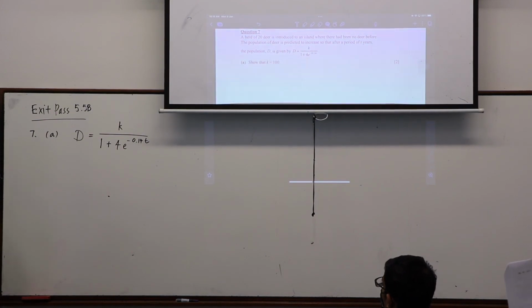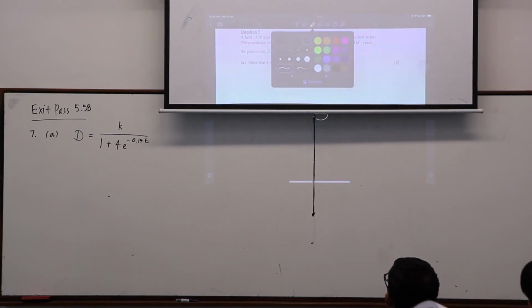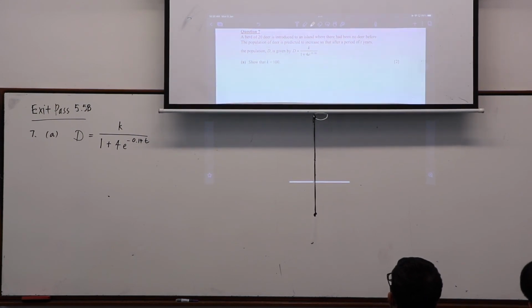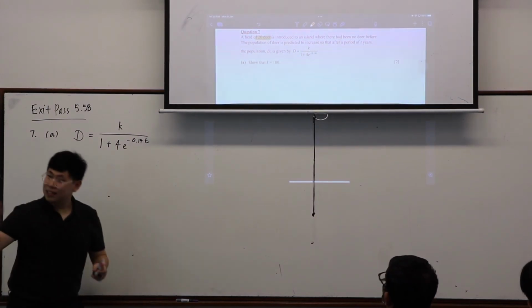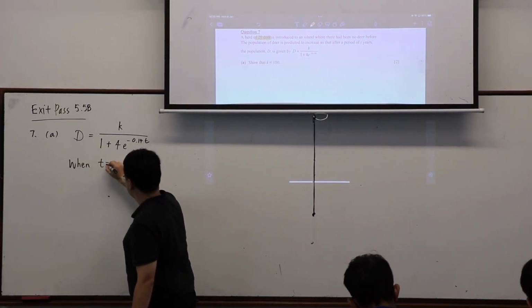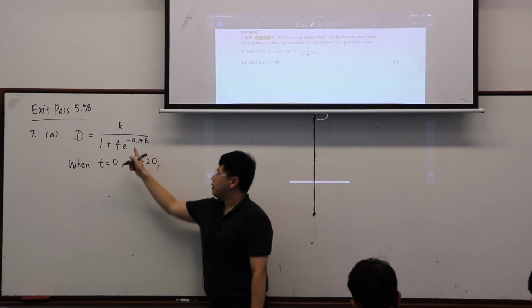So how do we show? What clue do we have? If you read the question, is there any number given, any clue given? 20, right? The 20 is actually the initial population. The population at the beginning is 20 deer. So when t equals 0, D equals 20. So we have this information from the question. Then we can sub in to find our K.